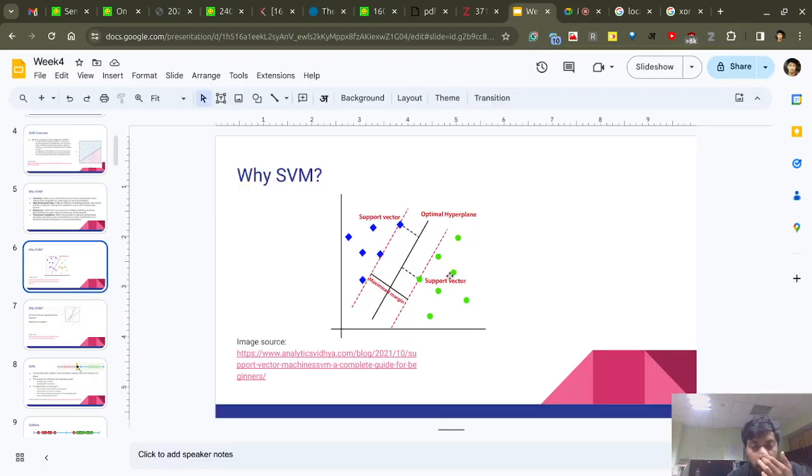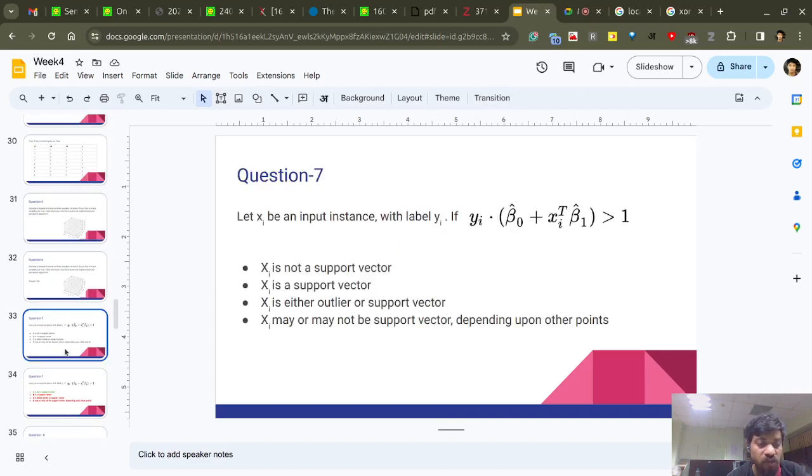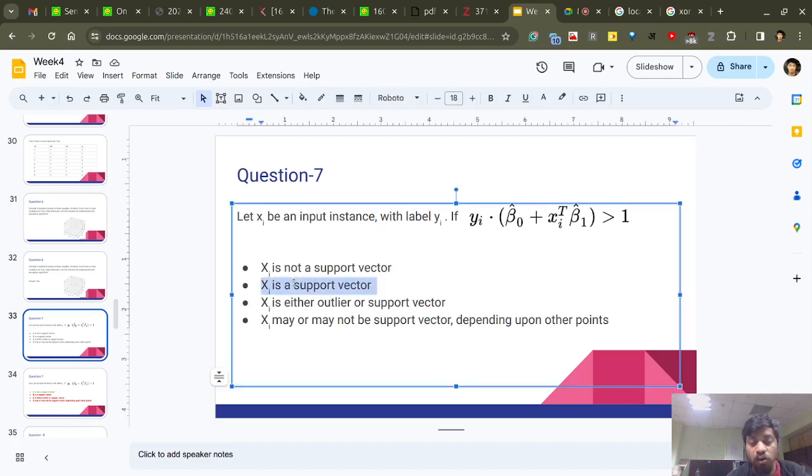So this is more than 1. This is 1, 0 to 1, 0 to minus 1. The line is minus 1, and beyond it is less than minus 1. So if we are saying that this is greater than 1, that means it is kind of here. So here it is not a support vector, because a support vector is equal to 1 or equal to minus 1, not greater than 1. So we cannot say that this is a support vector.